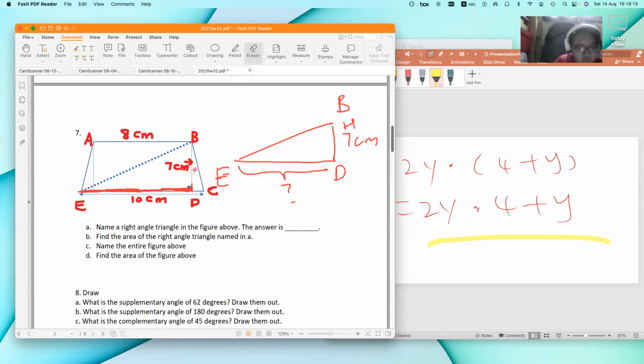Can you tell or not? It means here to here. Total is 10. Can you see? Total is 10. And then this one is 8. So what does that mean? So that means this one is how much? 2. Yeah. These two add to 2.